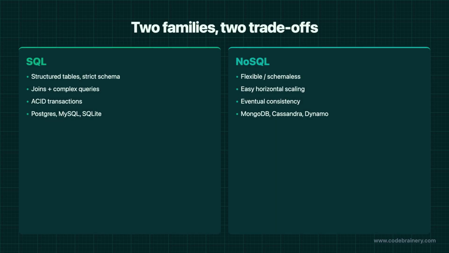There are two main families. SQL databases use structured tables with strict schemas, support complex queries with joins, and guarantee ACID. NoSQL databases use flexible schemas, scale horizontally more easily, but trade off some consistency. Neither is better. They're trade-offs for different problems.